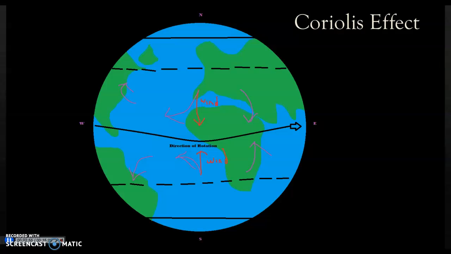the Coriolis effect changes air into a curved direction due to the rotation of the Earth. If you're in the northern hemisphere, the wind wants to curve to the right. If you're in the southern hemisphere, the wind wants to curve to the left. And this has to do with that rotation of the Earth.